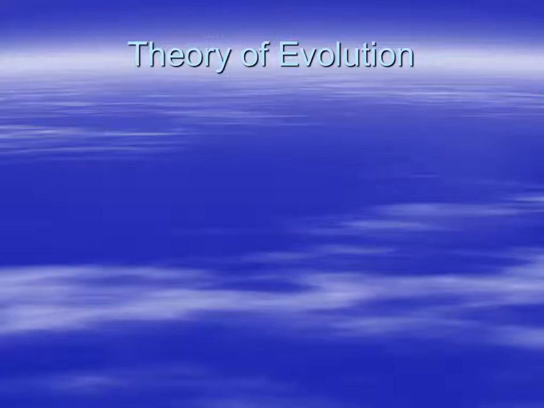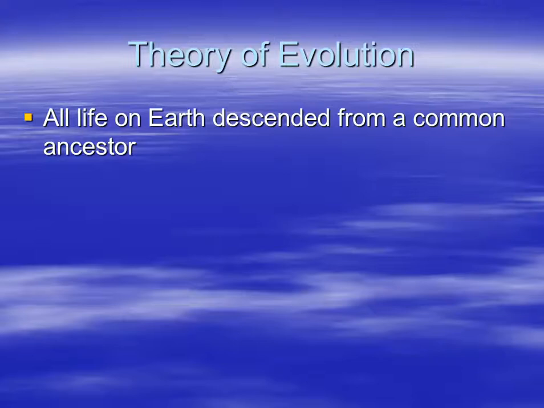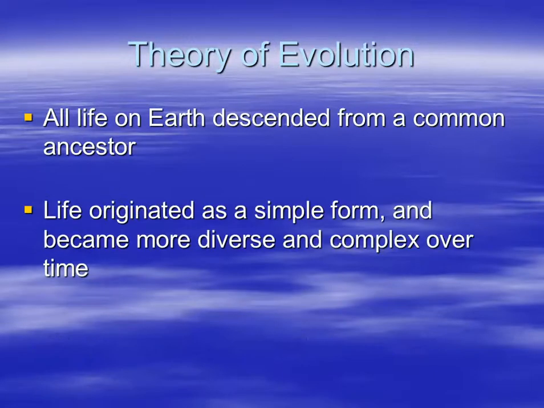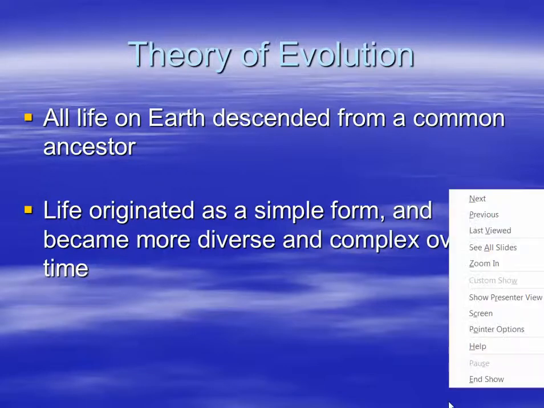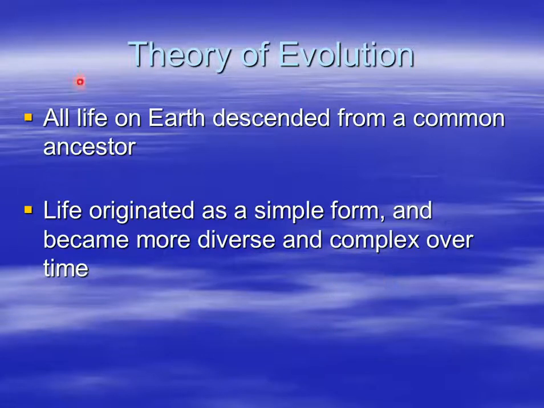So as a little review, the theory of evolution states, I hope you know by now, that all life on Earth descended from a single common ancestor, and a corollary, that life originated in simple form and became more complex and diverse over time. So right now, we've been looking mainly at the fossil record from the last lecture. So I want you to think to yourself, did the fossil record really do more to illustrate this first statement or the second statement?